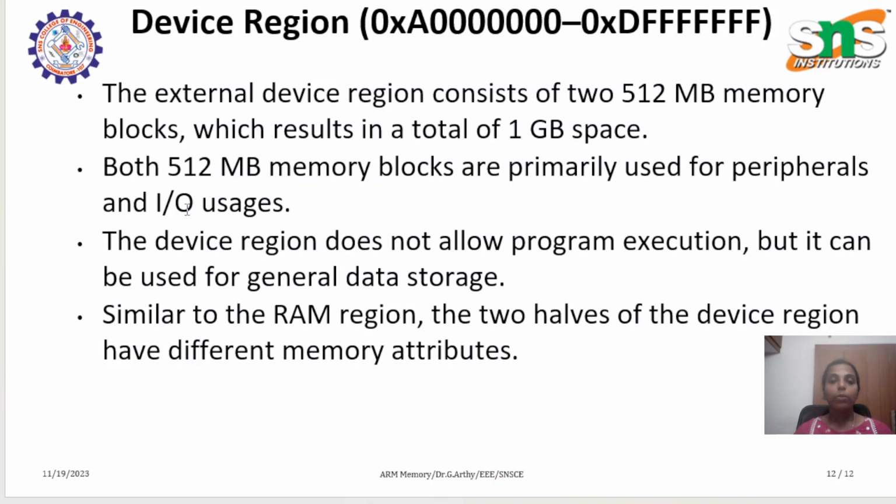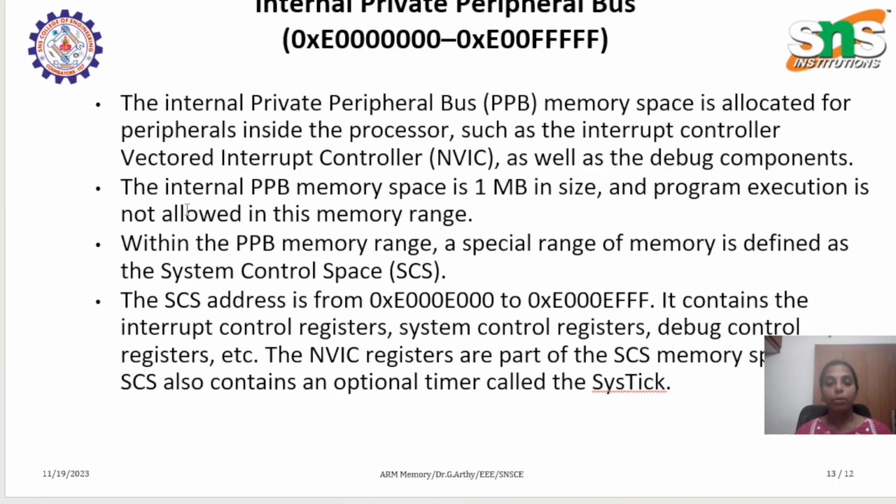Next we have the device region, which again consists of two 512 MB blocks. So altogether, 1 GB of space has been given for the device region. It is used for peripherals and for IO spaces. It does not allow program execution, but it can be used for general data storage. It is also divided into two halves, like the RAM, with different memory attributes.